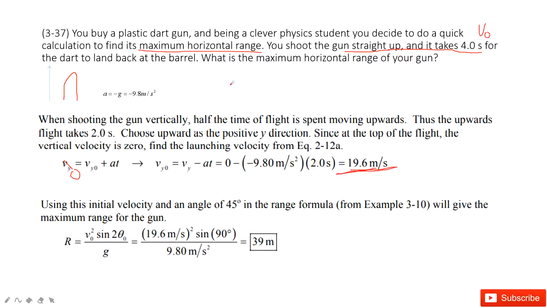Now it tells us this gun will do projectile motion. What is the maximum of the horizontal range? For horizontal range, it is in this equation, and v naught is given. We just find it. And this one, the maximum for sine 2 theta naught, the maximum sine value must be 1, right? So we can consider this is sine 90 degrees, and then we get it around 40 meters.